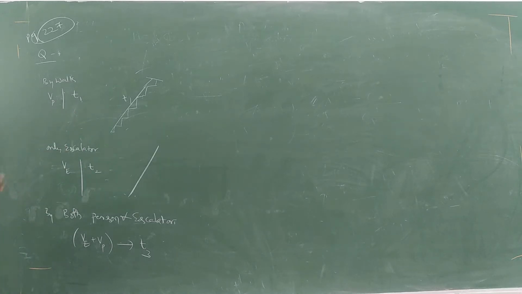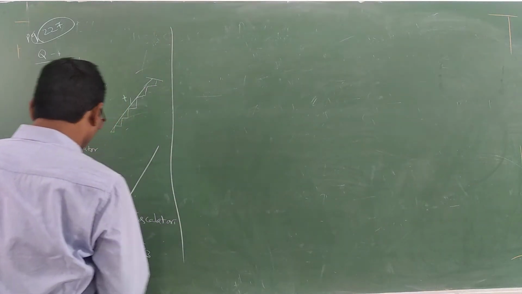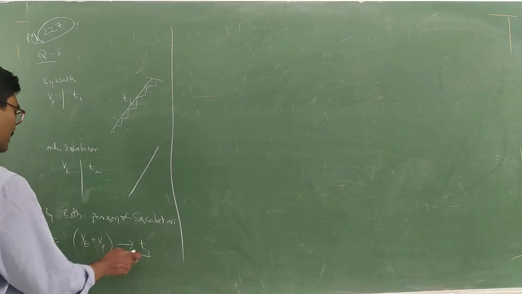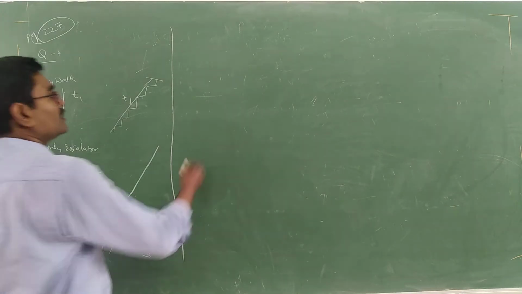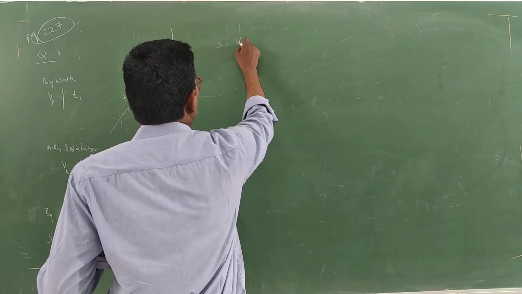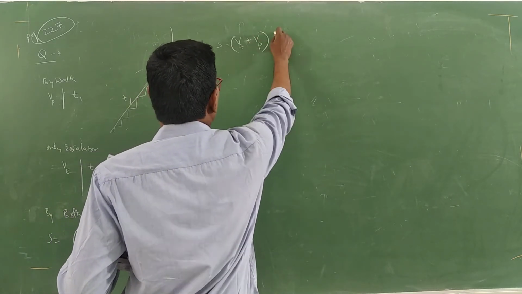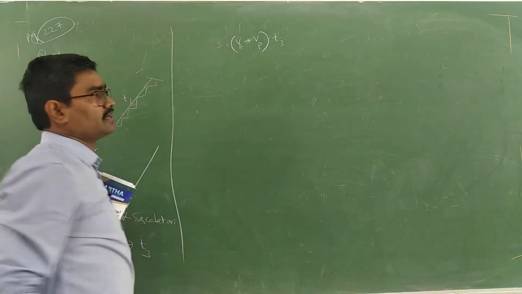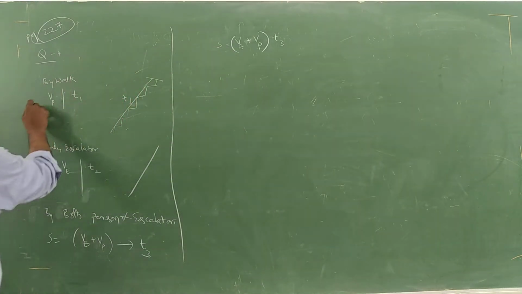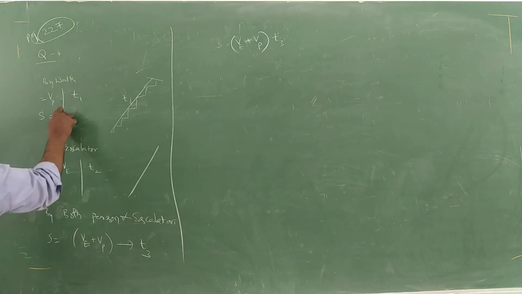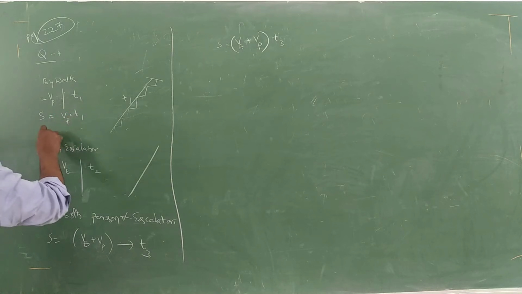That's the relation. Now I need to put in all the situations what is the same. Distance. Yes, the distance covered is the same. Keep it in mind. So in this case, the distance covered is the relative velocity VE plus VP into t3. That is the distance covered S. Also S is equal to VP into T1.